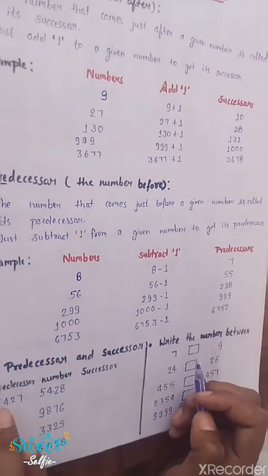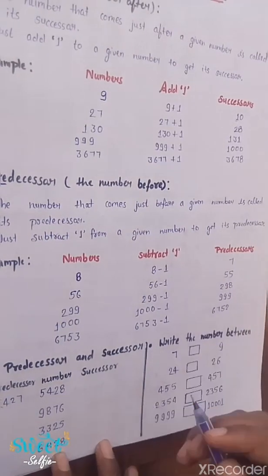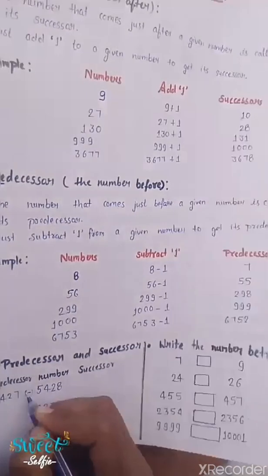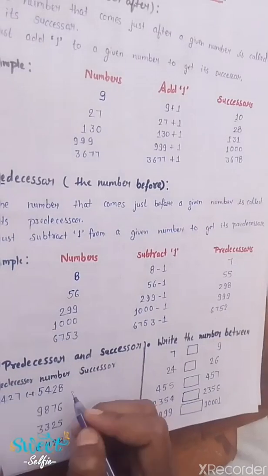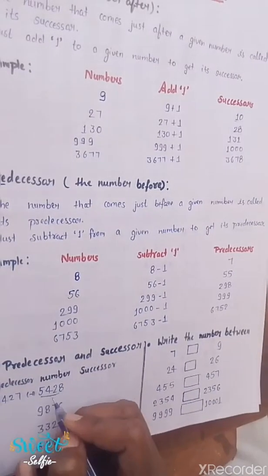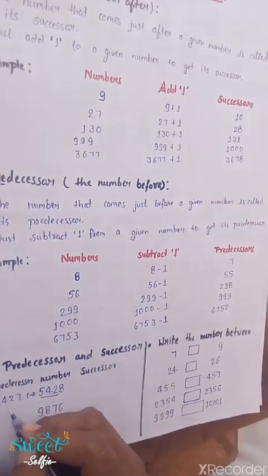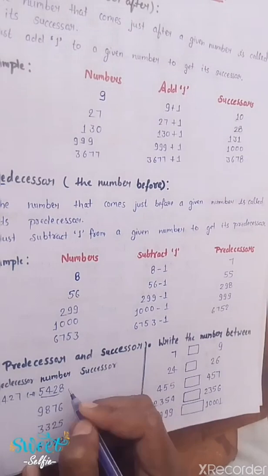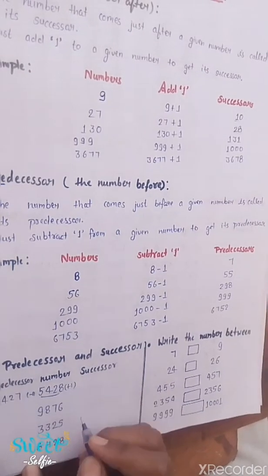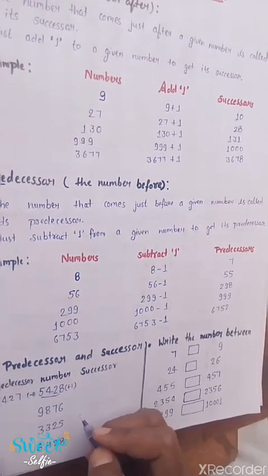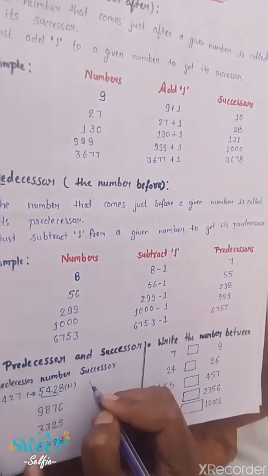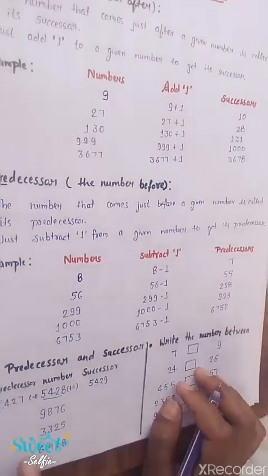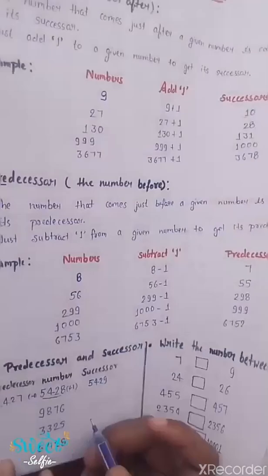So for predecessor, what we have to do? Yes, for predecessor we have to do minus 1. When we will minus 1 from this number, what we will get? Yes, 5427. And for successor, what we have to do? We have to add 1. So, what we will get? Yes, we will get 5429.